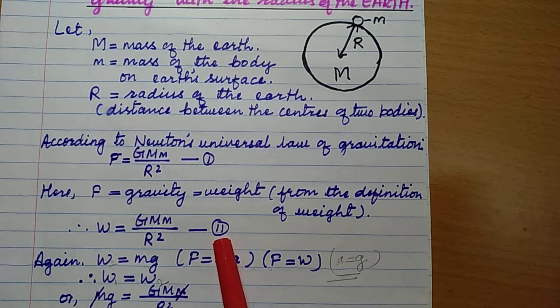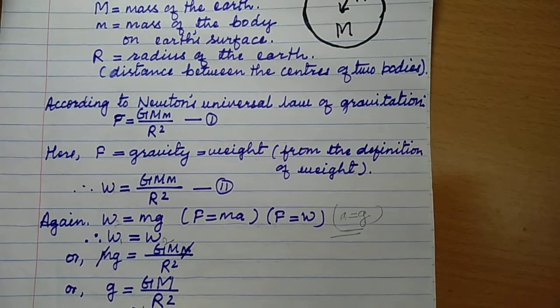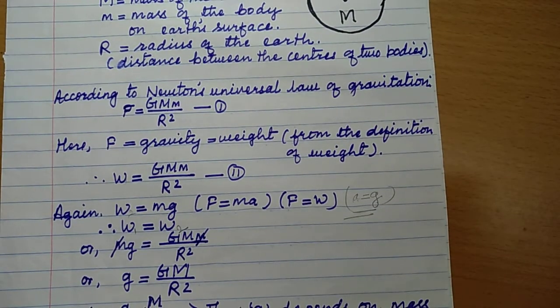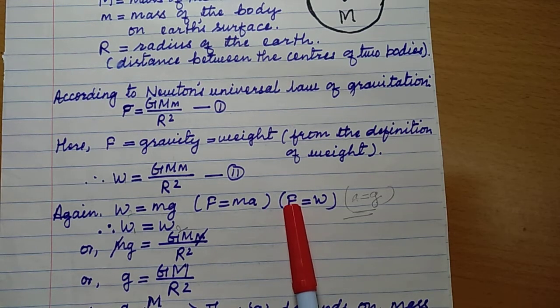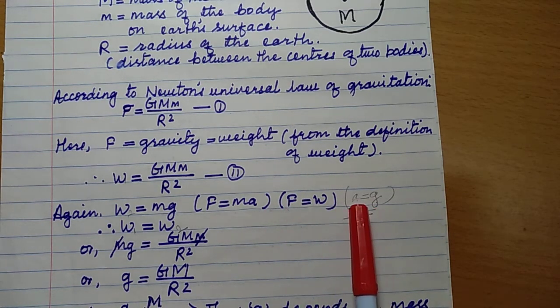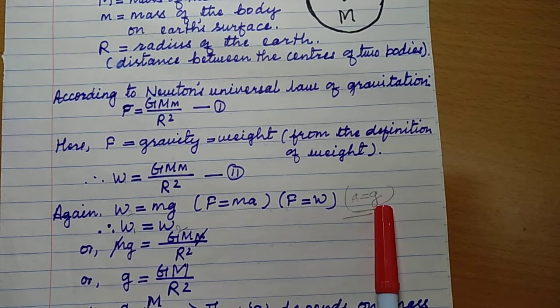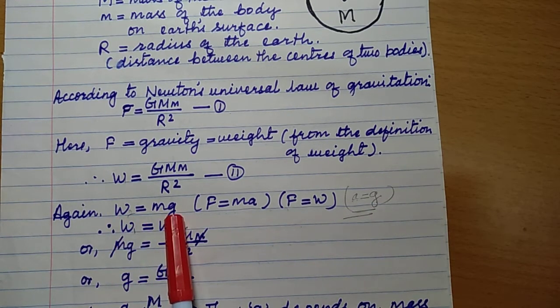Let this be equation number 1. But we know another formula to calculate weight which we always use, that is W equal to mg, which is derived from Newton's second law of motion, F equal to ma. It can be written as W equal to mg also, because F equal to W, and here a is equal to acceleration due to gravity. So W equal to mg.